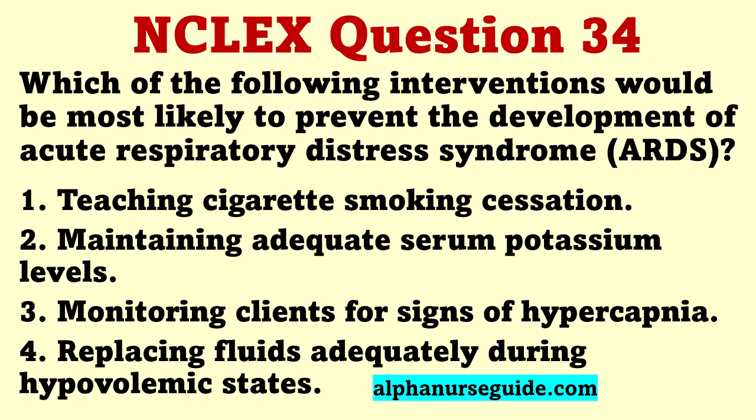Which of the following interventions would be most likely to prevent the development of acute respiratory distress syndrome? 1. Teaching cigarette smoking cessation. 2. Maintaining adequate serum potassium levels. 3. Monitoring clients for signs of hypercapnia. 4. Replacing fluids adequately during hypovolemic states.